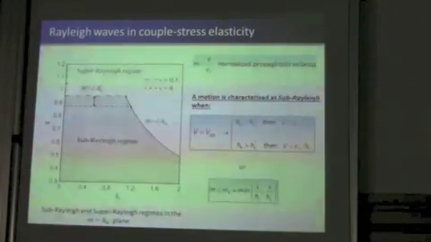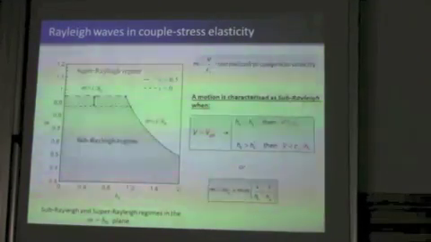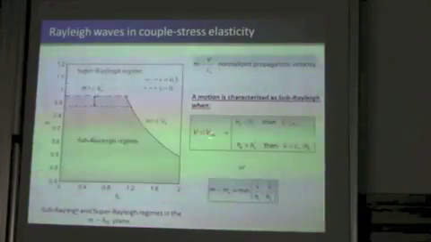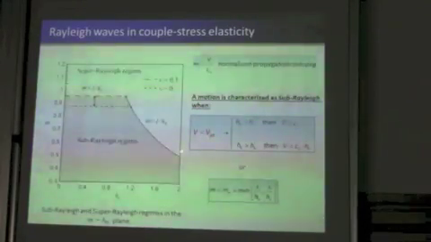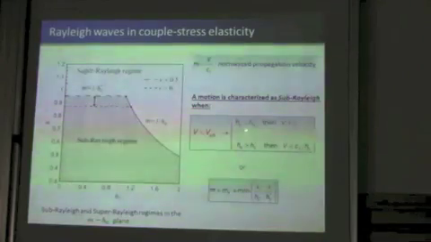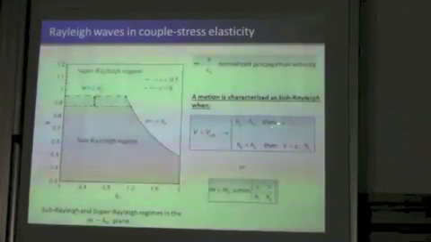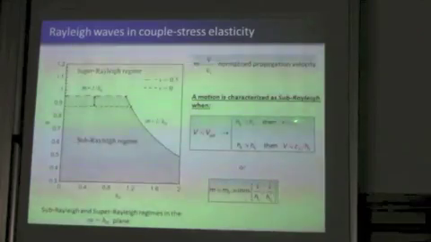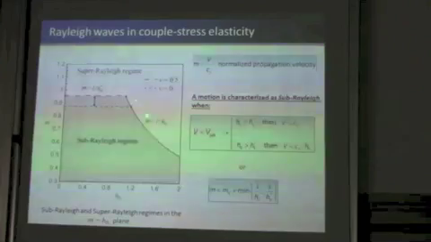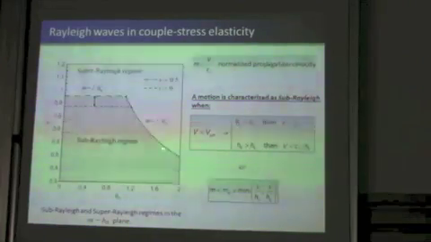In general, a motion is characterized as sub-Rayleigh when the propagation velocity is smaller than the velocity of the Rayleigh waves in coupled stress theory. So again, we distinguish two cases. When H0 is smaller than the special value, it suffices for the crack to travel with velocity less than the classical Rayleigh velocity. However, when H0 is above the special value, the limiting Rayleigh speed is less and depends upon H0.